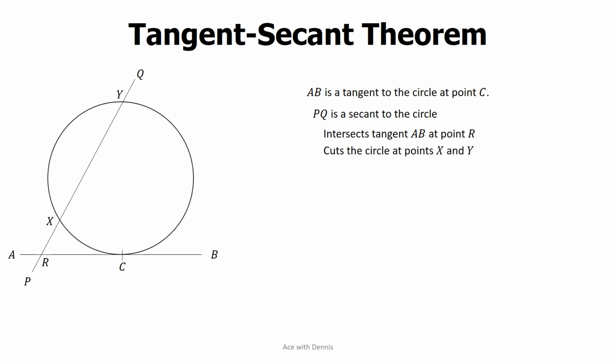Also, the line PQ cuts the circle at points X and Y. If this is the case, then RX times RY equals RC squared. So this is the Tangent-Secant Theorem.